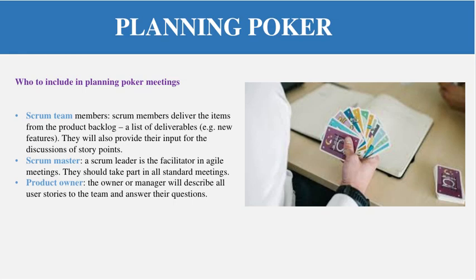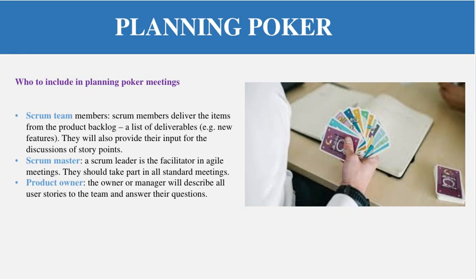Then who should be included in the planning poker meetings? First one is the scrum team. Scrum team means the persons who are working on the product backlog. Product backlog means the requirements of the product, for example the software developer, the application developer, the software designer, QA engineer, deployment team. So the core team who is implementing the project is called a scrum team. So the scrum team must be available in the planning poker meeting.